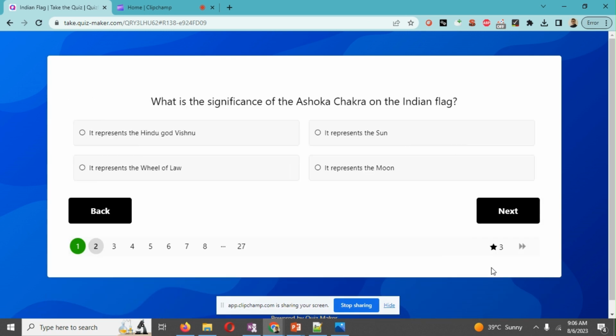What is the significance of the Ashoka Chakra on the Indian flag? It represents the Hindu god Vishnu. It represents the sun. It represents the wheel of law. It represents the moon. And I believe the correct answer is it represents the wheel of law. Next question.